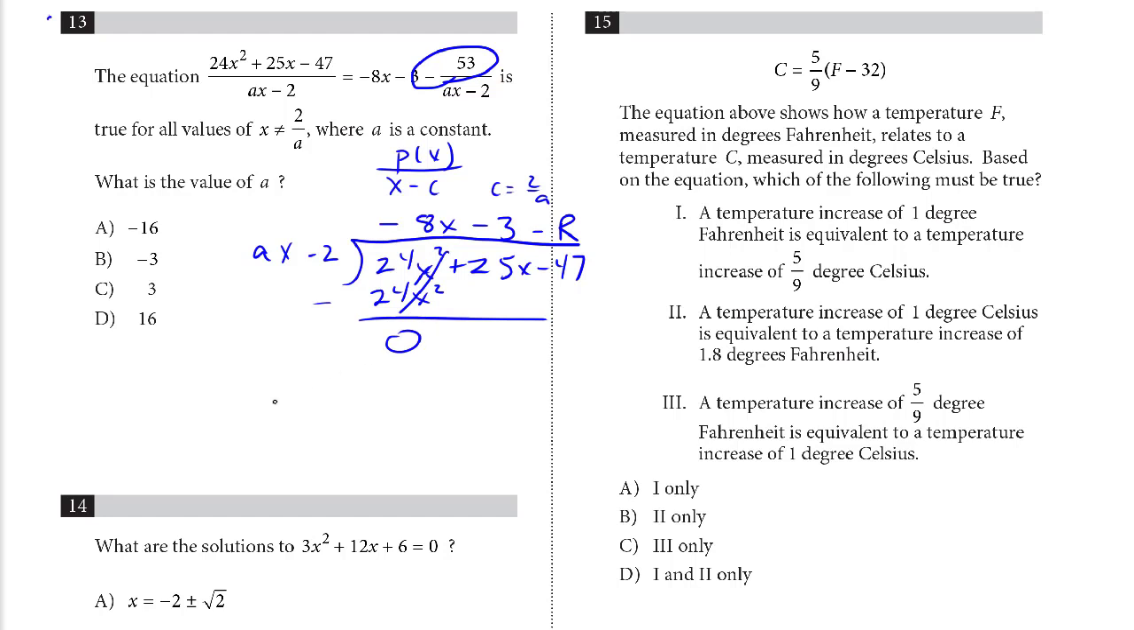So that means minus 8 times a, the two coefficients of x's that make the x squared term, must equal the positive 24 here. That means a equals 24 over minus 8. A equals minus 3. I think that's the easiest way to calculate this. The answer for 13 is B, minus 3.